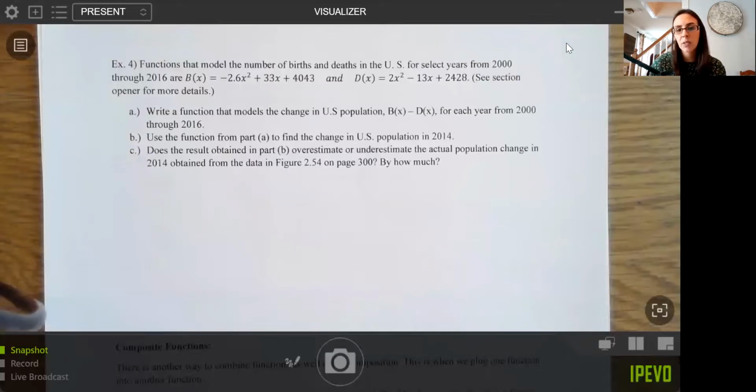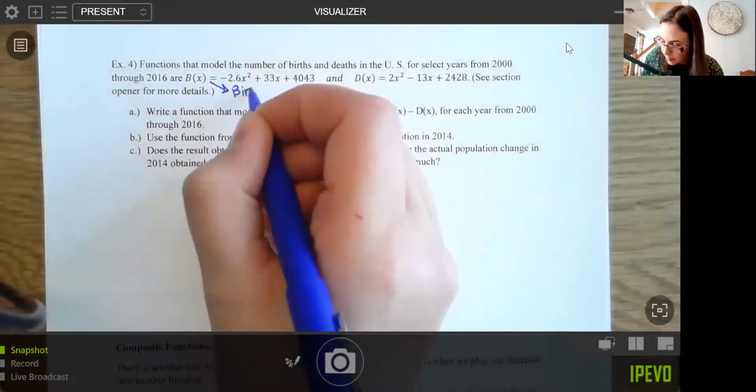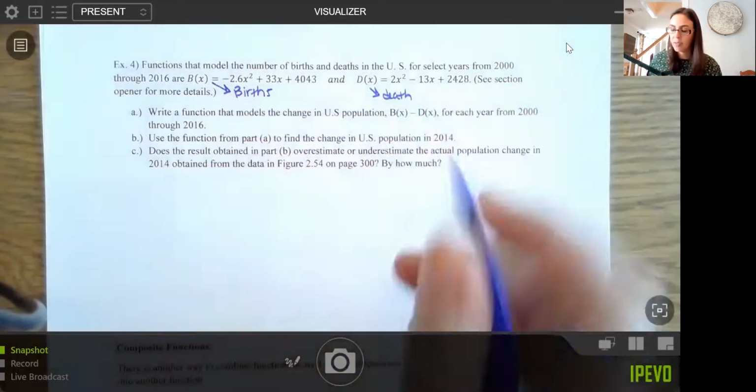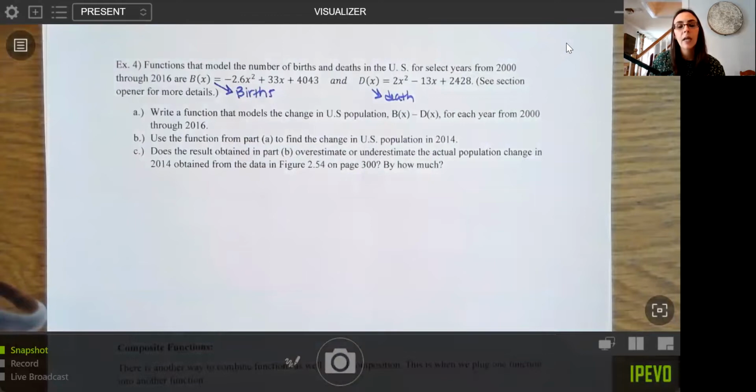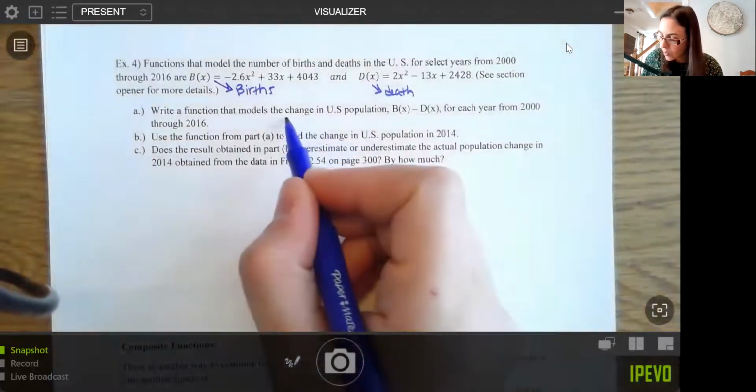And this actually was introduced in the section opener, which I don't have here in the video, but if you want to, you can go back and read through that. Now, B stands for births, and D stands for deaths. So the first function represents the number of births in a year, and the second function represents the number of deaths in a year.